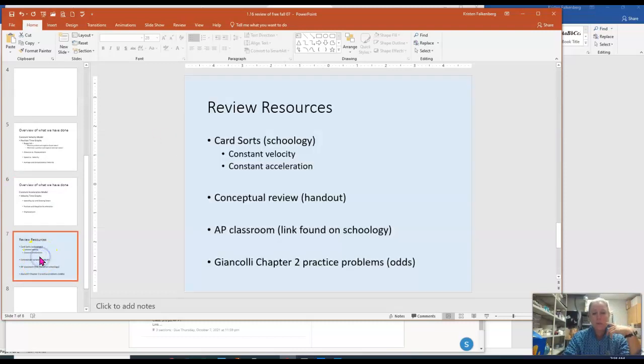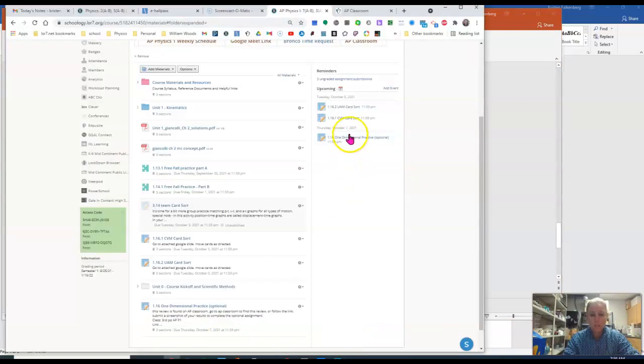As far as resources, I've got some card sorts in Schoology. I have a conceptual review. I actually have a file on Schoology. I'll show you some AP Classroom and then Giancoli practice problems. So let me show you Schoology. So again, the card sorts are there for you to look, and it's arranging cards like we did in class to see if we can match them up. I'll get a key up there by the end of the day today.